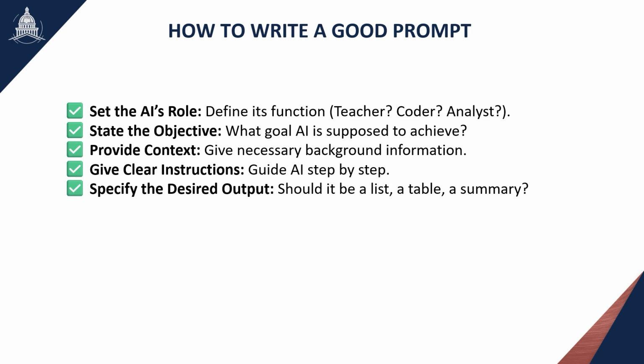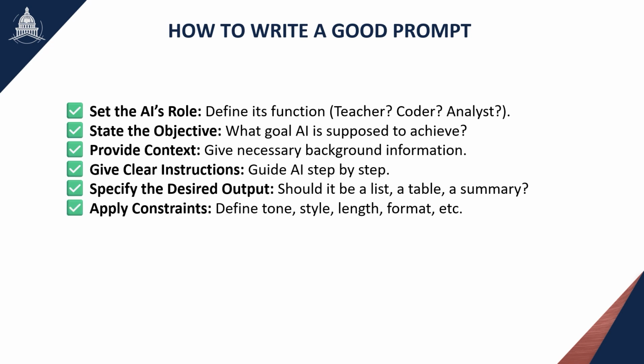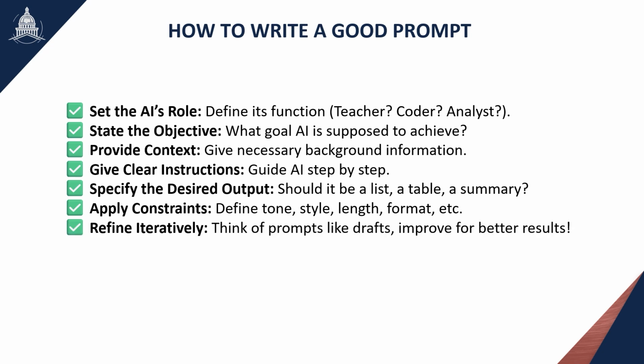Fifth, specify the desired output. Choose the response format. Should it be a list, a table, a summary? Sixth, apply constraints. Define tone, style, response length, language, etc. Seventh, refine iteratively. Think of prompts like drafts and improve them for better results. So, following these steps helps ensure that AI delivers useful and accurate answers.